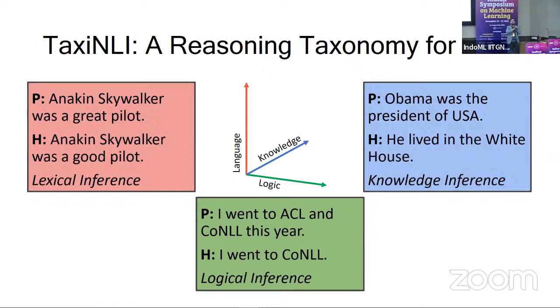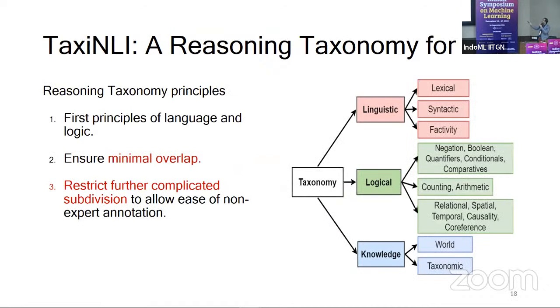So looking at these broad, high-level categories, language, knowledge, and logic, which represent our broader dimensions of linguists and logicians, basically lexical, syntactic, semantic, and pragmatic, and then inductive, deductive, and abductive, we came up with these 15 reasoning types. There are many that are known, and some may not be immediately understandable. These negation, Boolean, quantifiers you may have seen in programming languages. Similarly, relational, spatial, temporal, causality, these you may have seen in modal logics. So we came up with a taxonomy which combines all of them.